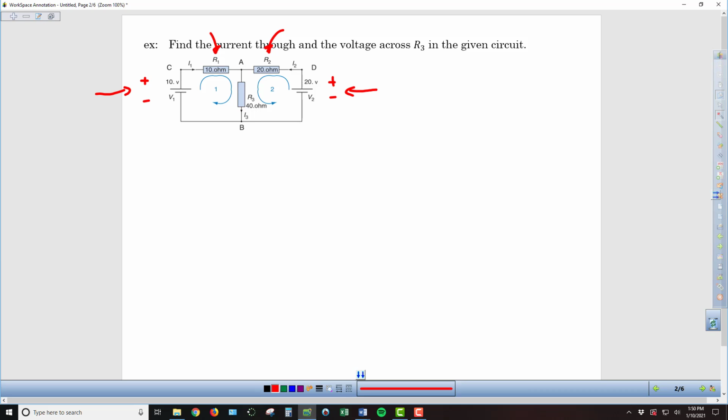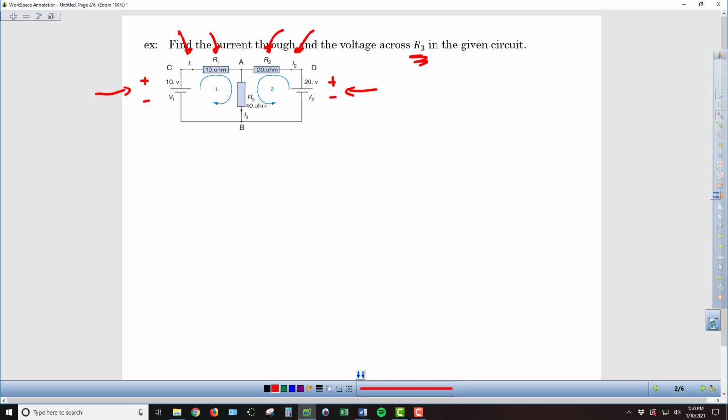Ultimately, we're going to need to figure out what these currents are as well, flowing through 1 and 2, but our only ask here is what's flowing across that third resistor. Now, for this, we're going to need to set up a system of equations. There's essentially three variables that we have to solve for. There's the three currents. And so in order to solve a system that has three variables, we're going to need a system of three equations.